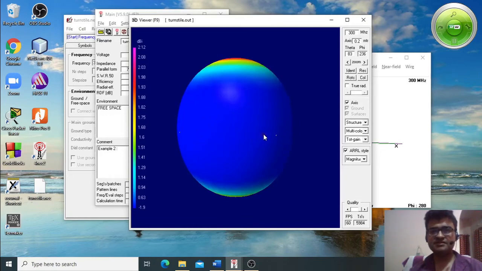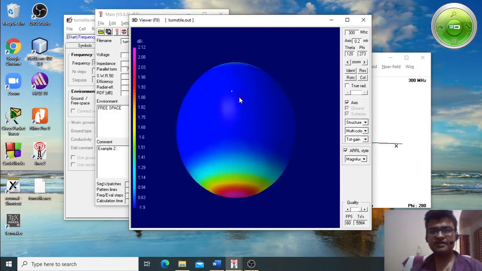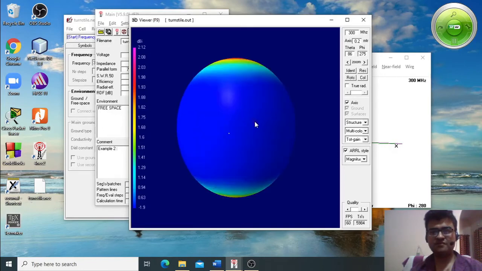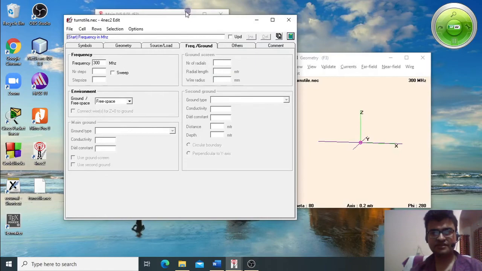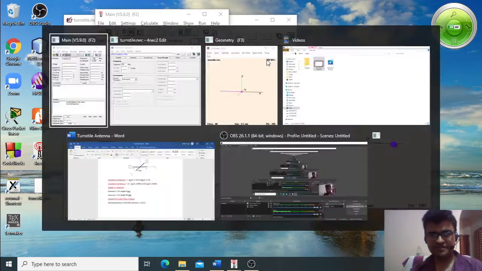But the problem is that a turnstile antenna is meant to radiate on the horizontal plane, because it is supposed to broadcast TV signals, right? But right now what it is doing, it is giving us good gain on the top and the bottom, but you can see this blue color on the sides of this radiation pattern, it's not good. It's giving very, very less gain. So let's close it and do something good with it. Close all the radiation patterns that you see right now. Where is it?